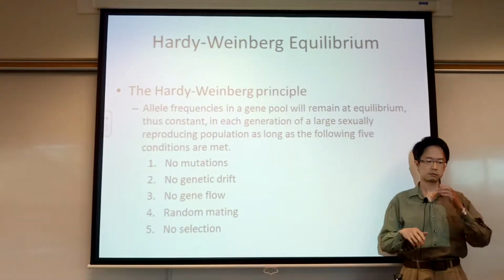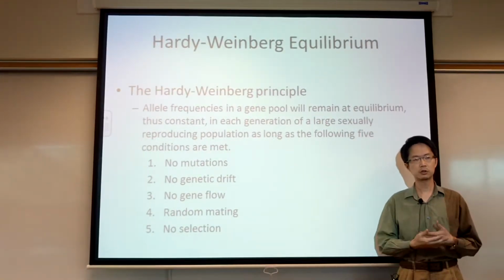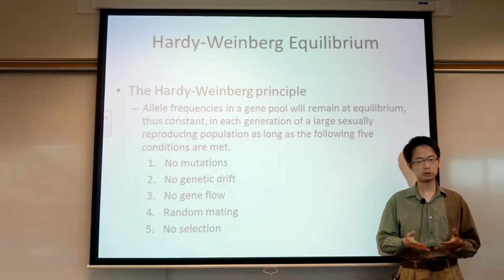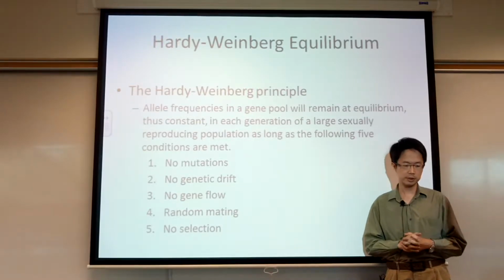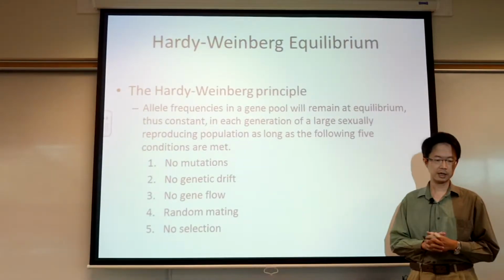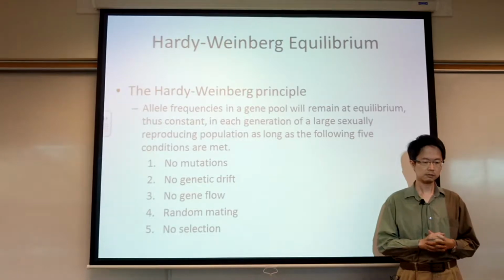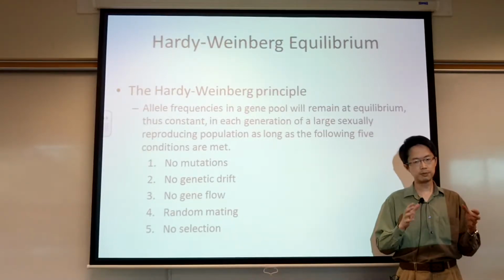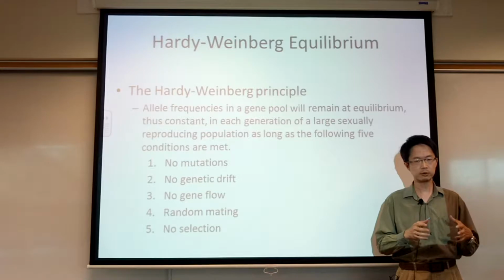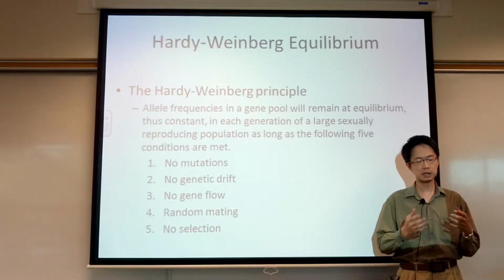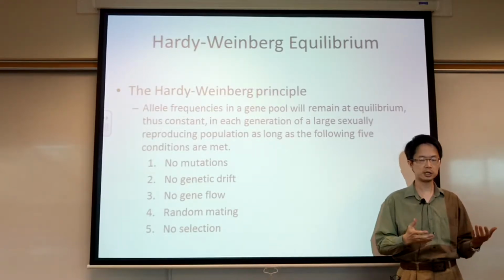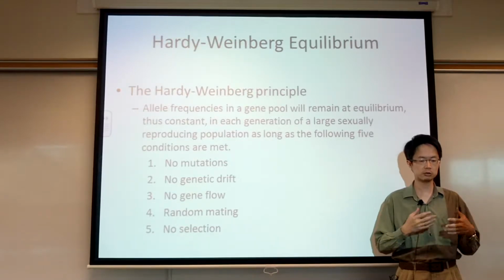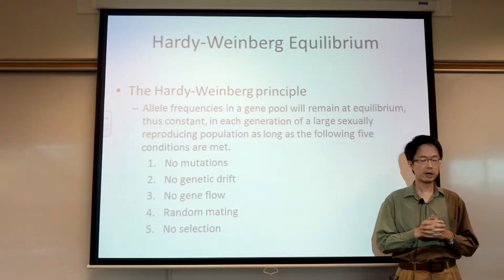Okay. After we learn about how to calculate the genotype frequency and allele frequency, then we talk about the Hardy-Weinberg principle. So it says that the population will achieve the Hardy-Weinberg equilibrium. Again, Hardy-Weinberg equilibrium means that there is no evolution. There's no evolution because there's no change of the allele frequency or the genotype frequency. So when will that happen?